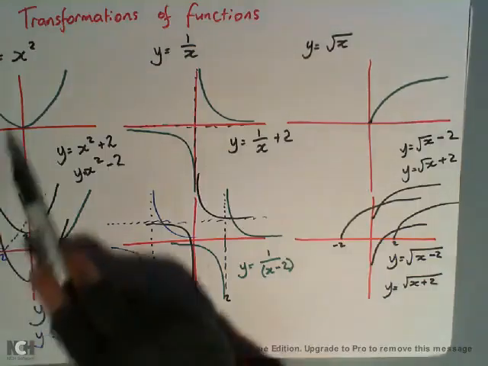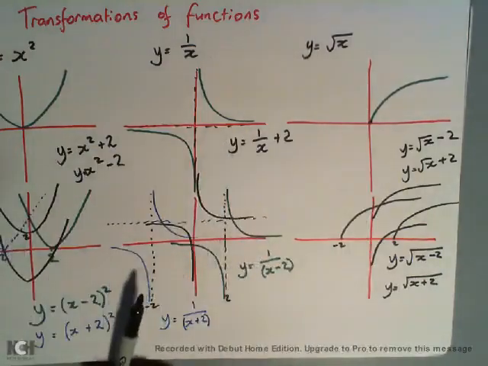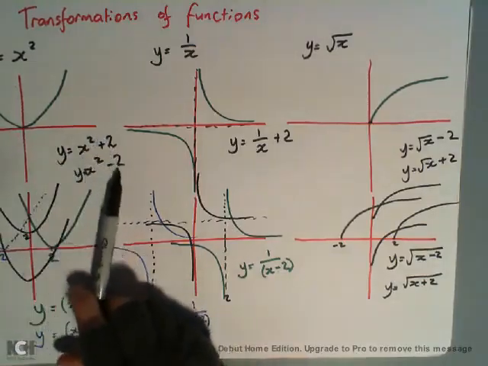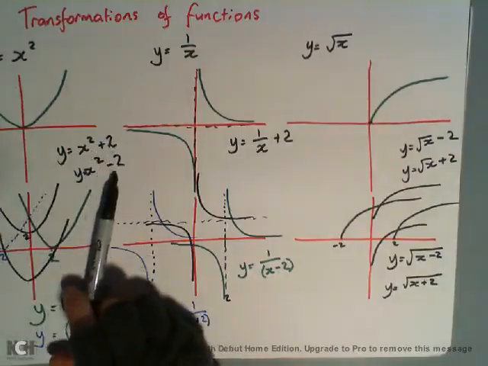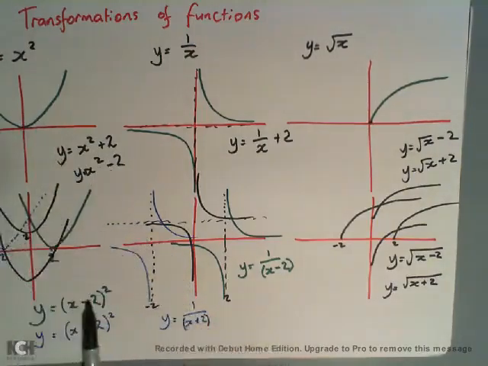Okay, so really, in summary, we look for a point where we can move it up or down, left and right. For the x squared, we look at the turning point. Moving it up or down, it's outside the square function. If we're moving it left and right, we look at inside the square, inside the brackets.